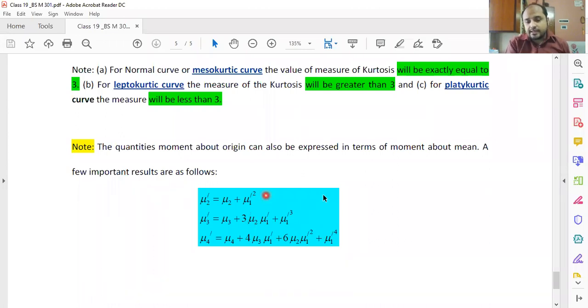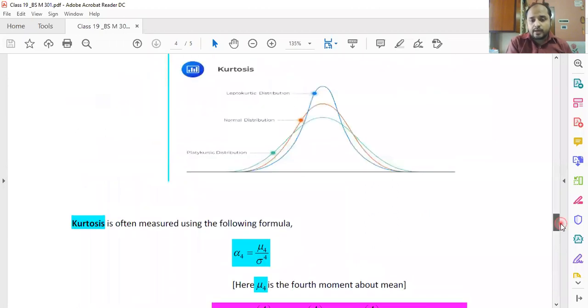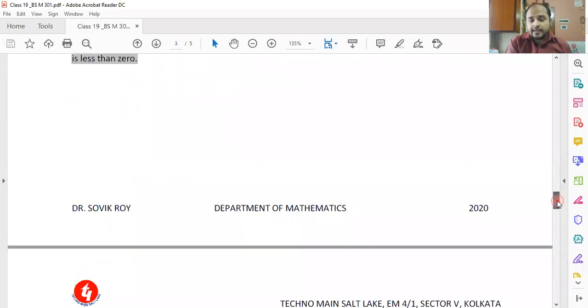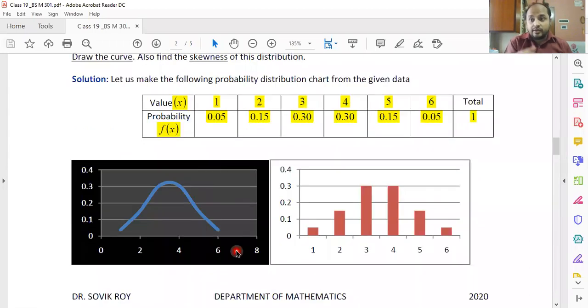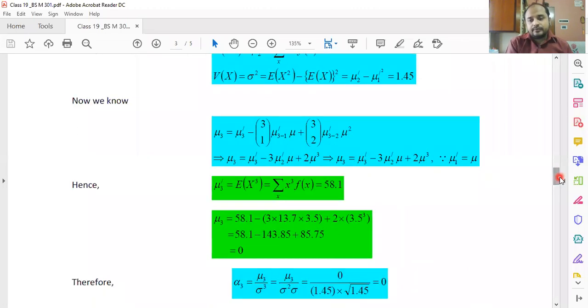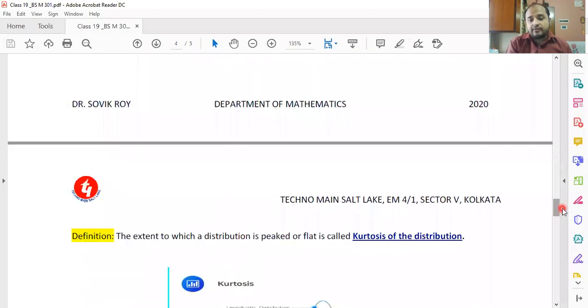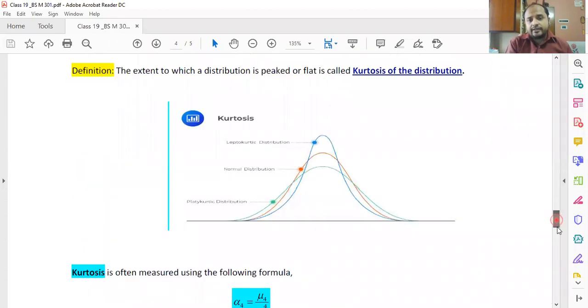So in today's class, we have learned two important things. One is called the skewness. That means how much the curve is skewed, or whether it was indeed skewed or not. If it is skewed, whether it is skewed to the right or skewed to the left, that has been measured with the help of moments. And also, we have measured how much the curve is peaked. All these kinds of analyses are very important in statistics. How much the curve is peaked.